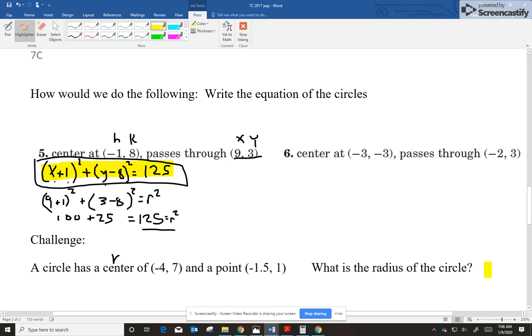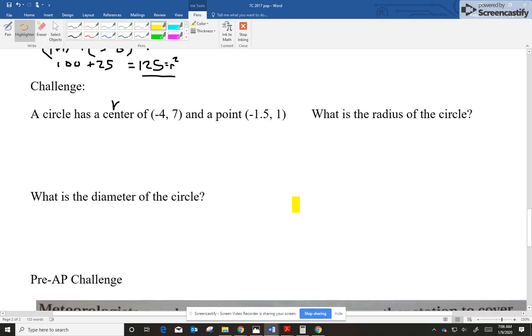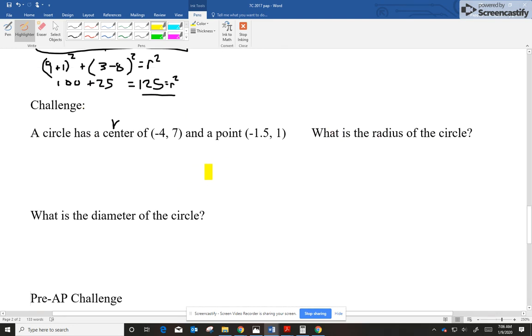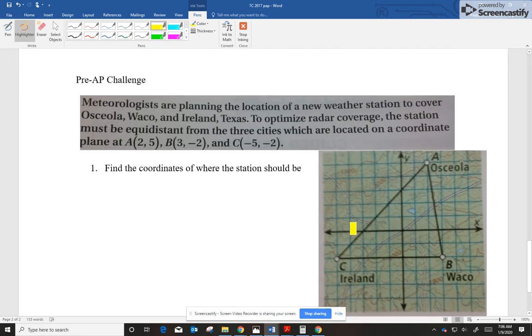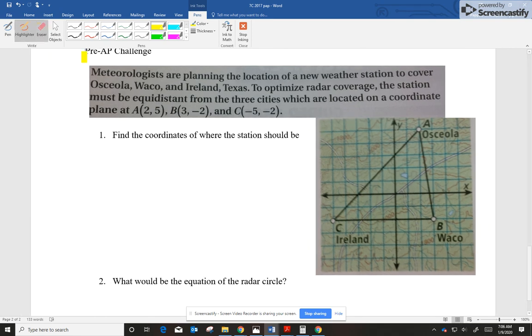Okay. Now I want to look at the pre-AP challenge here together. So we'll go down here again. These two are just the same as what we just did. So the pre-AP challenge here, reading this problem, we need to draw a circle around those 3 points A, B, and C. What we're going to do is find out where the center of that circle is, because that's what we're trying to find. We have to find a center that's equidistant from the three cities. And we're going to use our GeoGebra app to do this.